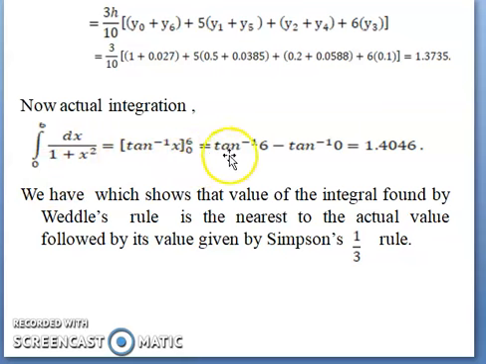Now for verification by actual integration, when we directly integrate it, the result is tan inverse x from 0 to 6. On substituting the limits, tan inverse 6 minus tan inverse 0, that is 1.4046. What we conclude is that the value of the integral found by Weddle's rule is nearest to the actual value, followed by the value given by Simpson's 1 by 3rd rule. So this is the verification process.